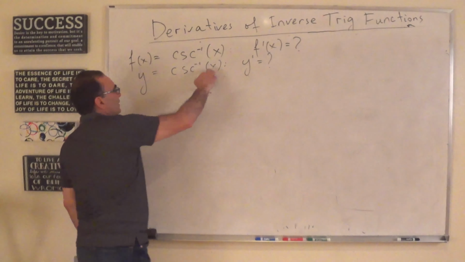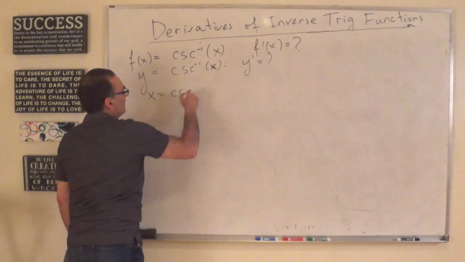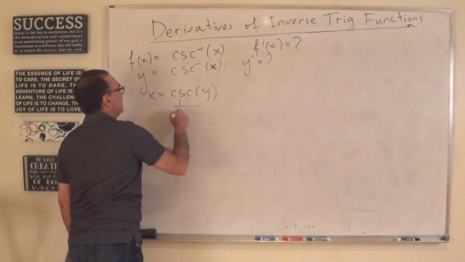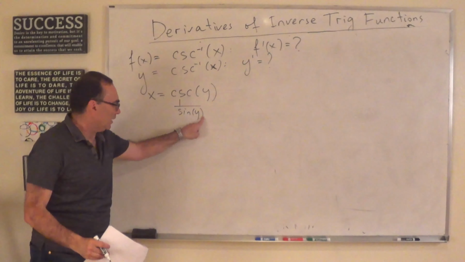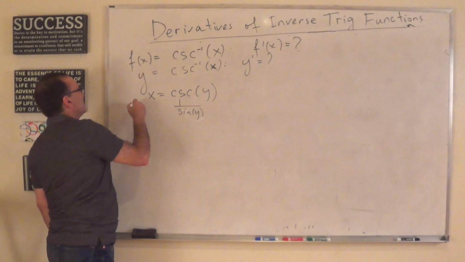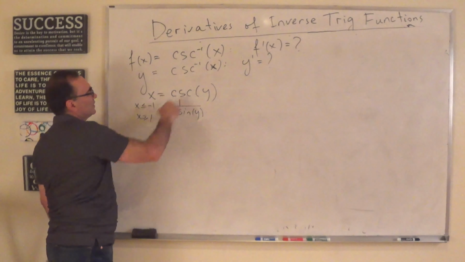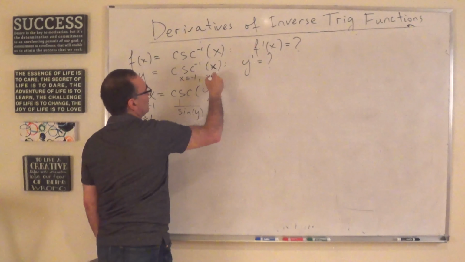And in order for cosecant inverse of x to work, that means x equals cosecant of y. And this is the same as 1 over sine of y. And in order for this to work, since sine of y is always between -1 and 1, and this is the inverse, that means x must be either less or equal -1 or greater or equal 1. So this is the domain of this function. So x is less or equal -1 or greater or equal 1.